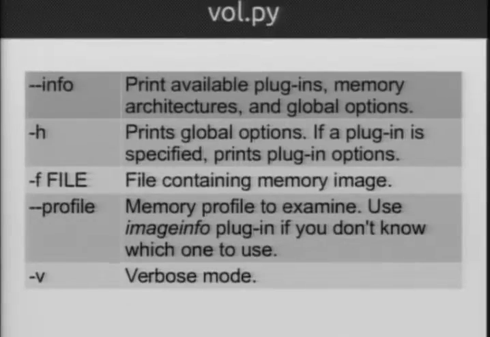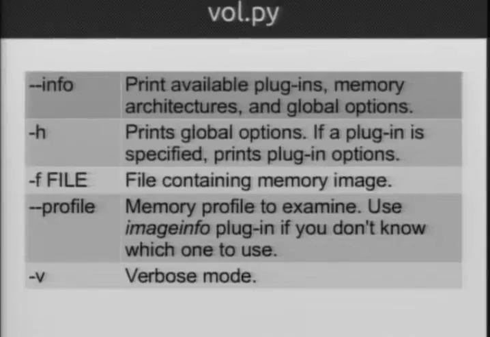If you give it the -h option without a plugin specified, it will show you all the global options, basically options that you can give to any plugin, plus all of the plugins that you can run. There's a difference between -h and --info in that --info is going to show you everything that's installed, but not necessarily that you can run. -h is going to show you everything that you can run.